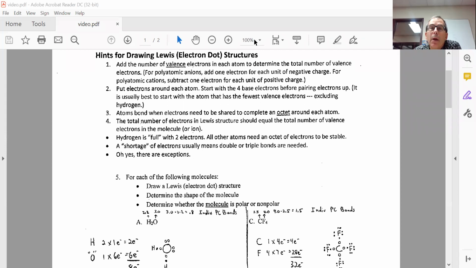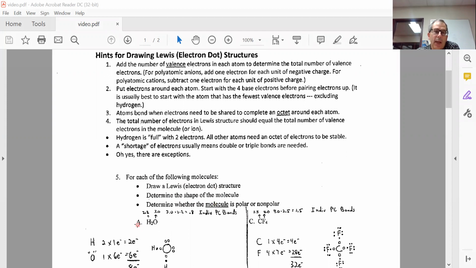In this video, we're going to look briefly at electron dot structures and then focus more on molecular shape and polarity from page 8 of your homework packet. So I'm going to pull up a document here and I'm going to grab a marker. If you look at page 8 of your homework packet, number 5 says for each of the following molecules, draw a Lewis structure, electron dot structure, then determine the shape of the molecule, and then determine whether the molecule is overall polar or nonpolar.